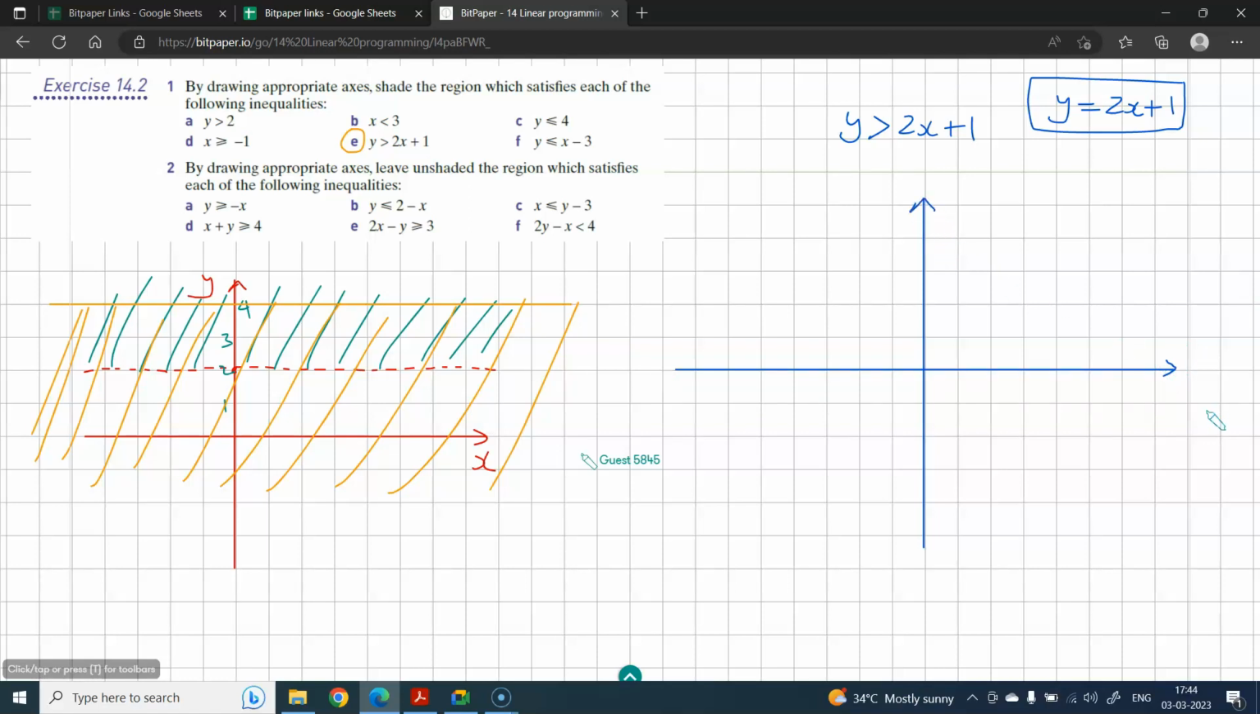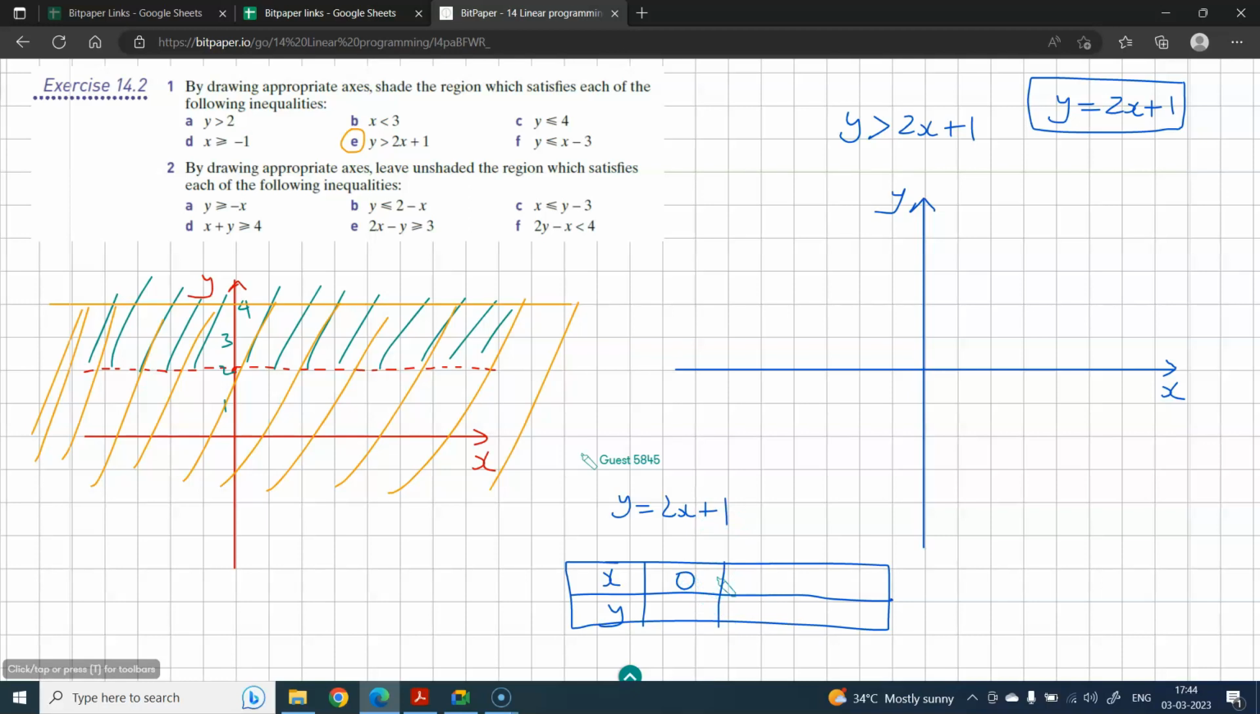We make a table. Very good. So we put some x values and y values. So for example, y equal to 2x plus 1 is your equation. If you put x equal to 0, what is y? 1. Y is 1, very good. If you put x equal to, let's say, 1, y is 3. Yes, that's all you need. You just need 2 points, right?